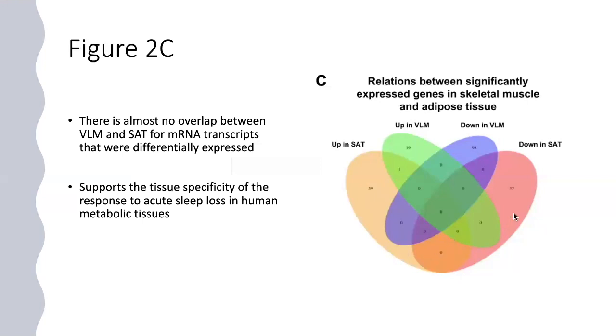They also found that only 96 mRNA transcripts in subcutaneous adipose tissue, or this is the orange and the red, had altered expression, in which 59 out of the 96 mRNA transcripts had upregulation of gene expression and 37 had downregulation in this tissue. As you can see, there was only one instance here where there's overlap for significantly regulated genes between SAT and VLM, and overall, there was no overlap between the two tissues for mRNA transcripts that were differentially expressed, which supports that there is tissue specificity of the response to acute sleep loss in human metabolic tissues.